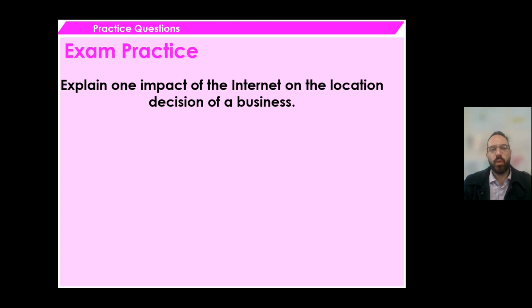So explain one impact of the internet on the location decision of a business. We haven't really talked about the internet yet, but the internet is a business location in itself. So I want you to think of one impact of the internet on the location decision of a business. That's a 3 marker, just a BLT.